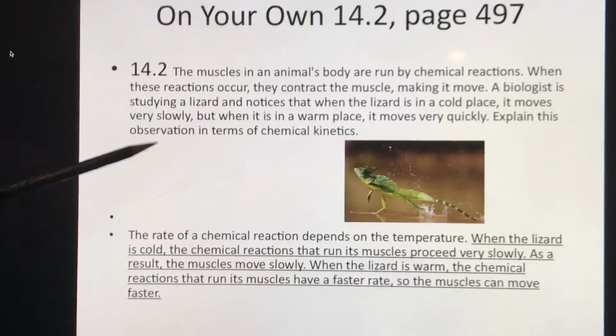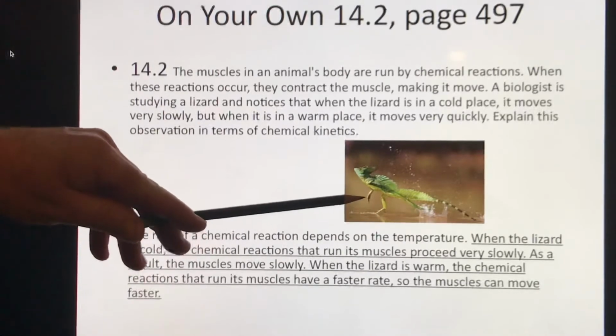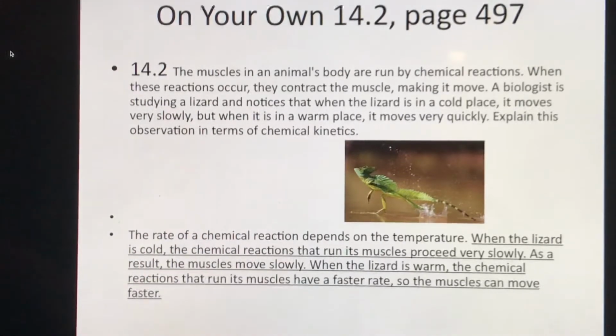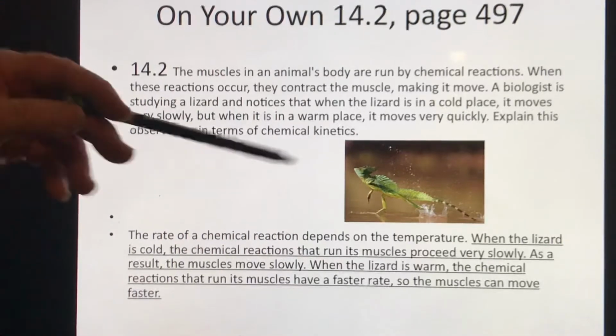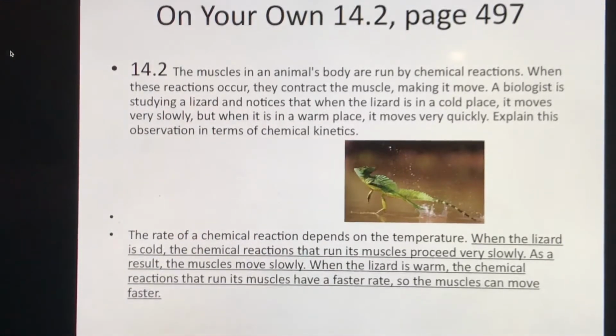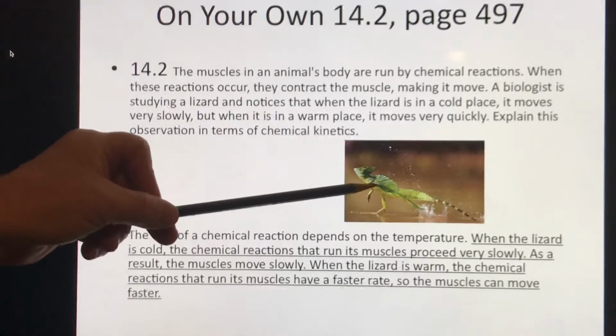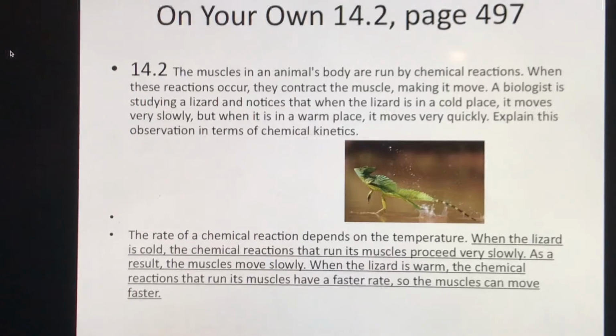So this situation is applicable to a lizard because it's ectothermic, meaning that it's cold-blooded. Therefore, its internal temperatures are affected by the ambient temperatures around it. So, in other words, when it's cold outside, the core temperature of this lizard would be low, and when it's hot outside, the lizard absorbs some of the heat, and then its core temperature is hotter. So when it's hotter, obviously then the chemical reactions that depend on temperature would proceed at a faster rate, and thus allow the lizard to move very quickly.